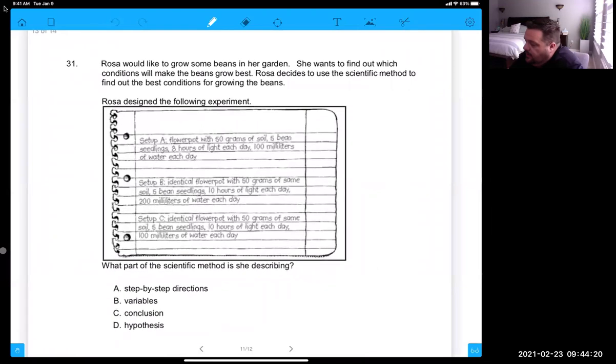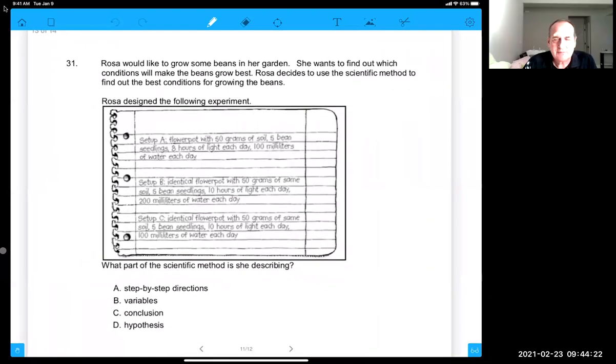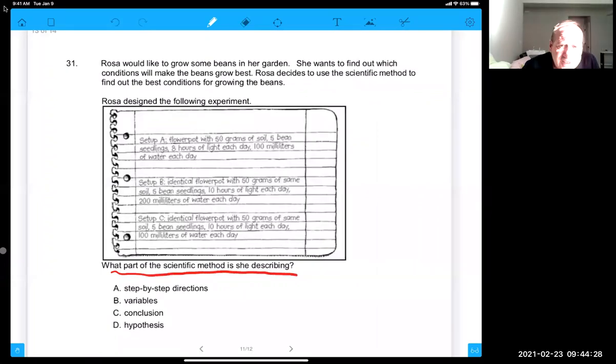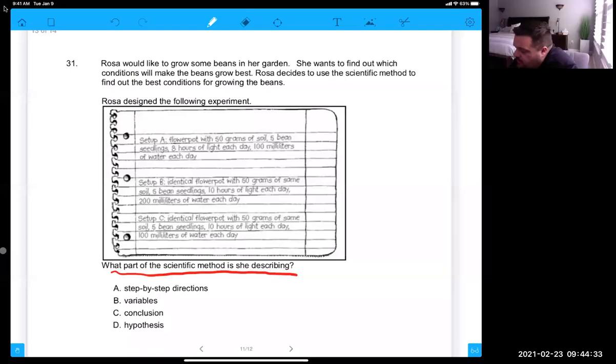31. Ooh, there's more. What part of the scientific method is she describing? That's our question. It's hard to even see that. Ooh, doing experiments.